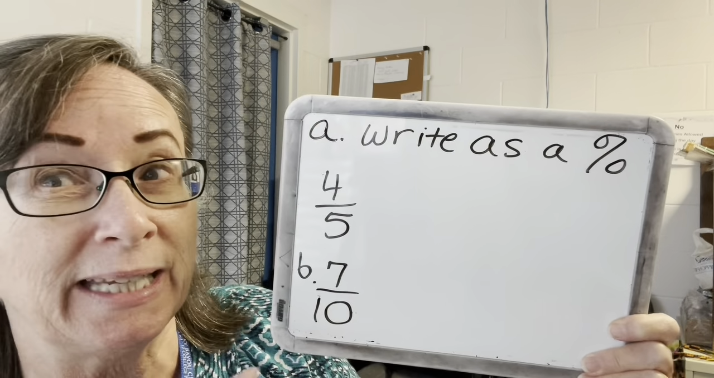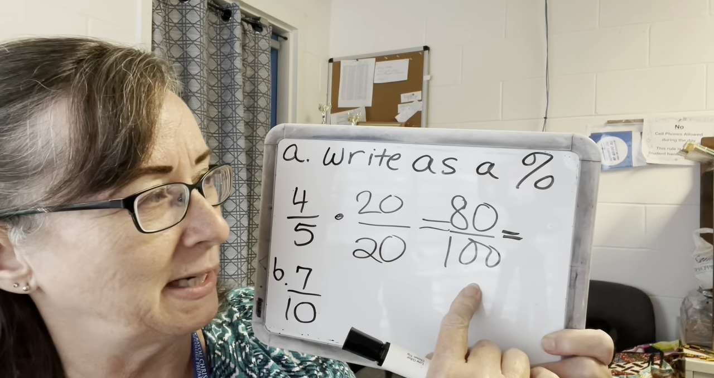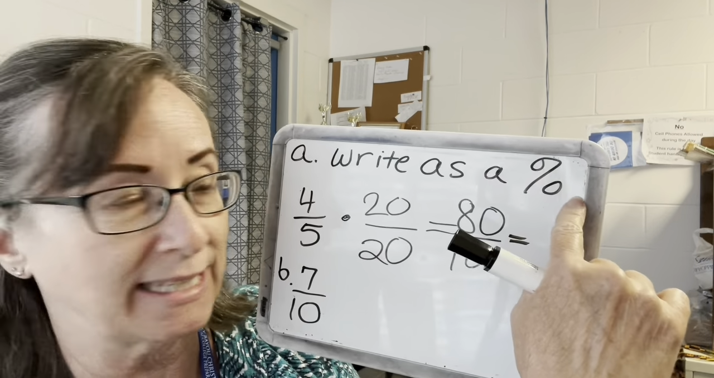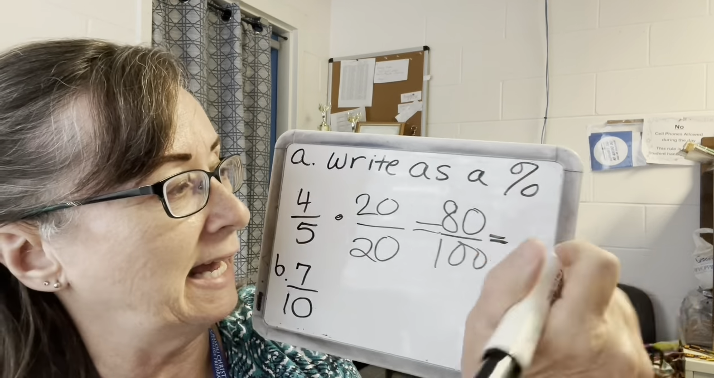But I know how many 5s are in 100. There are 20s in 100. Okay, so I'm going to multiply by 20 over 20. And 20 times 5 is 100. And 20 times 4 is 80. So now I'm going to turn it into a percent by taking the 100 in the denominator and using the percent sign instead. So we're going to get 80%. And I didn't have much room to do that. 80%. I'll write it a little better here.